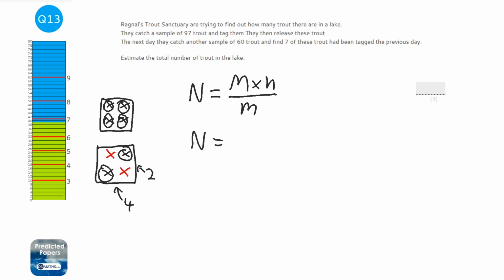Let's try and work out what m is. M is the amount of trout that we marked. So we marked 97, so that's going to be 97. N is going to be the size of the sample that we took again, so 60. That's our recapture sample, the sample we took a few days later or the next day. So that's 60. And we're going to divide that by the amount of those 60 that were tagged or marked, which is 7.